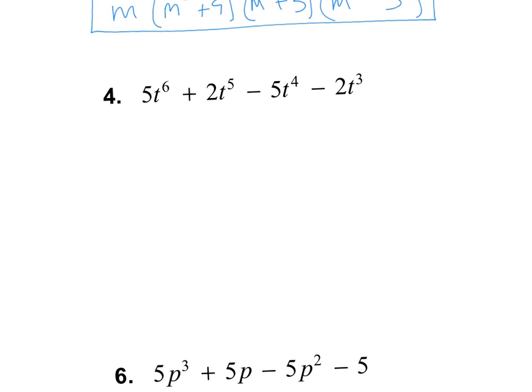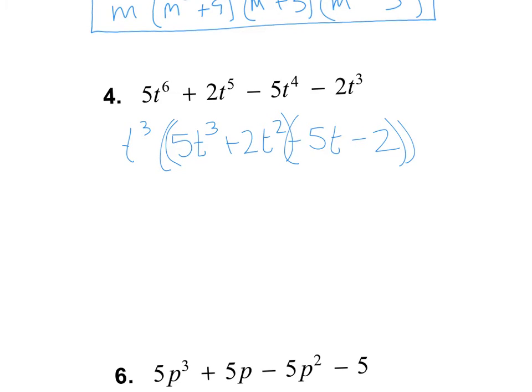Number 4. Now number 4 has 4 terms, so you could use grouping, but what you might notice is that you can factor something out first. I can take out 3 t's. So if I take out 3 t's and rewrite this, that's 5t to the third plus 2t to the second minus 5t minus 2. And now I can do grouping with these.